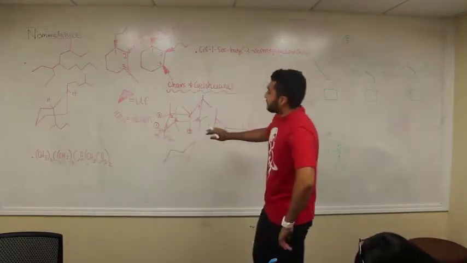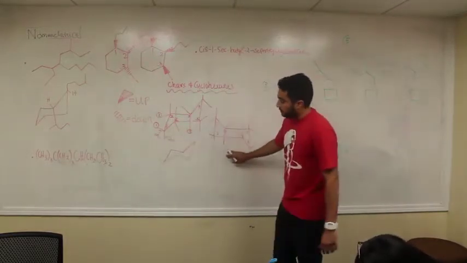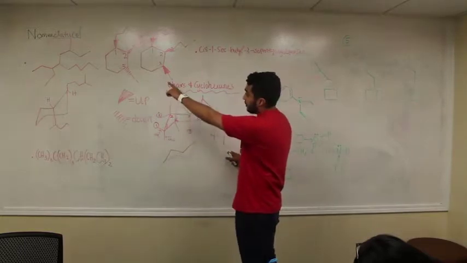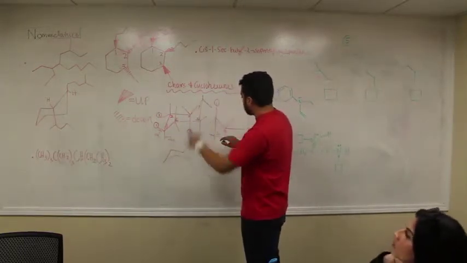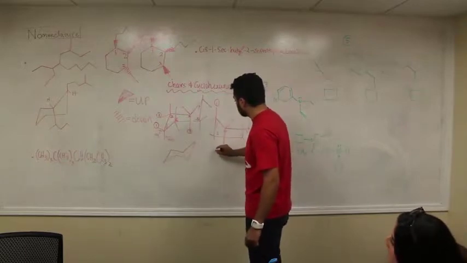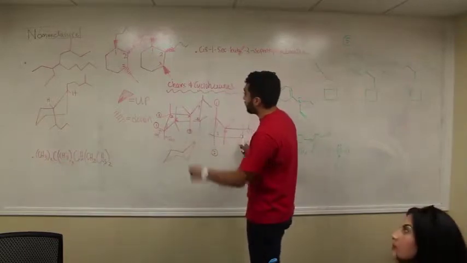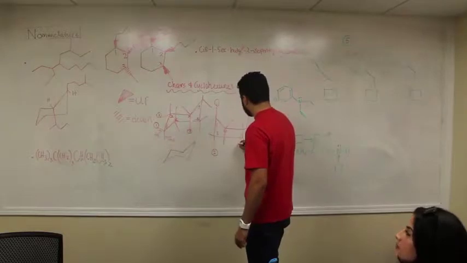I'm going to take this same stuff I did and put it on this chair, all right? 1 is going up, 2 is going down, and 3 is also going down, okay?